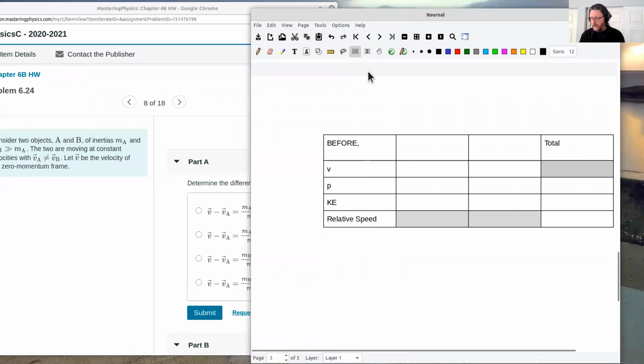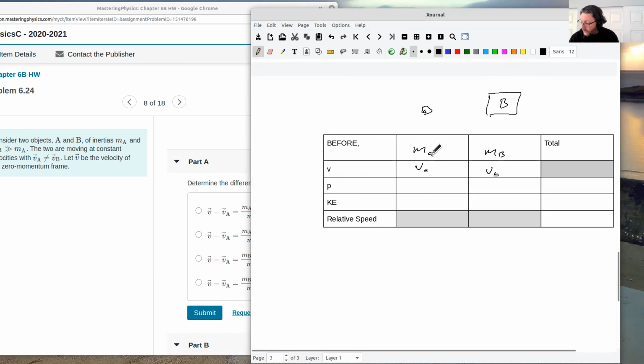We've got two objects, A and B, with inertias MA and MB, and MB is bigger than MA. So let's draw a much bigger object and a much smaller object. They've got their inertias MA and MB, and whatever those values are, this one's much larger. And then there's VA and VB, and they're not equal to each other. So that means they're actually going to hit. If they were equal to each other, they'd be going in the same direction at the same speed, and they'd never actually hit each other.